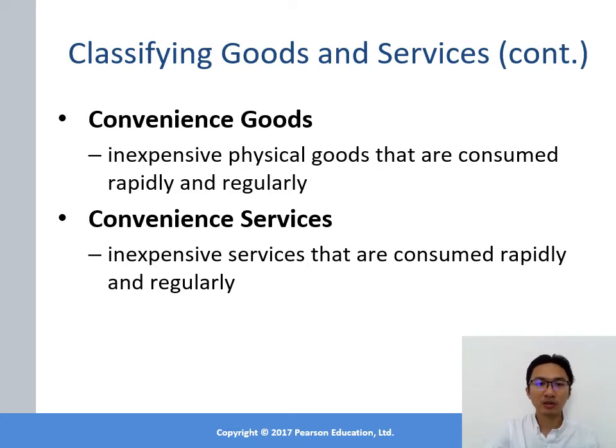The first one here, convenience goods and also convenience services. These types of products are consumed rapidly and regularly. They are inexpensive and are often purchased with little input of time or effort. An example of convenience goods is milk or newspaper. An example of convenience services are those offered by fast food restaurants. Again, they are consumed rapidly and regularly.